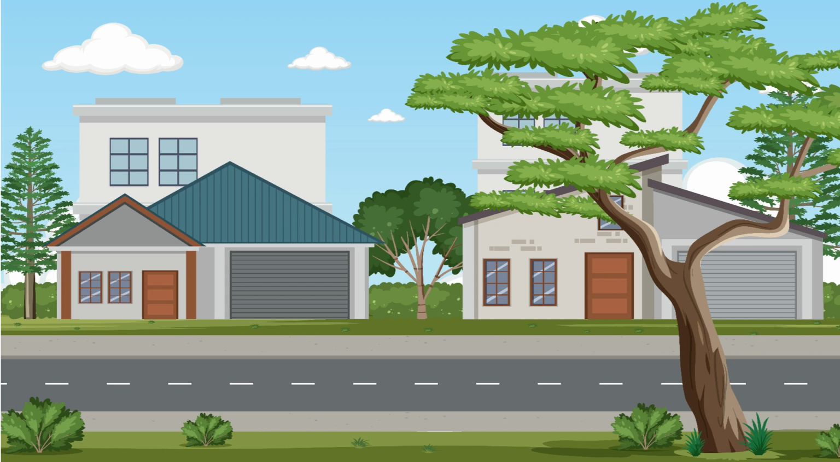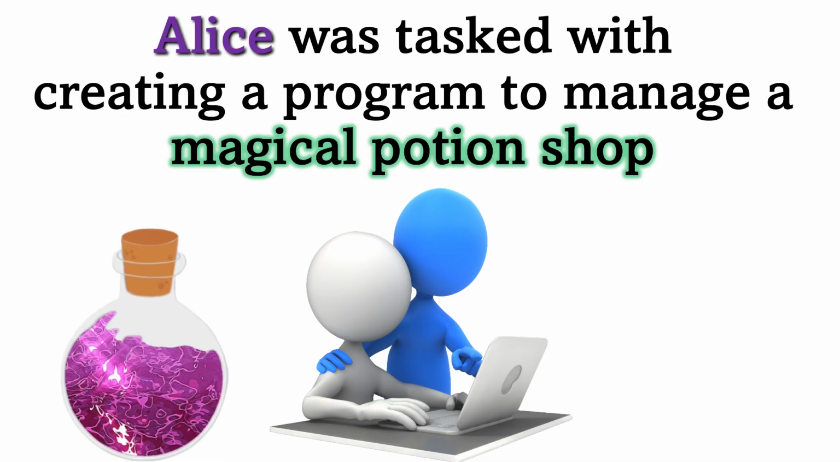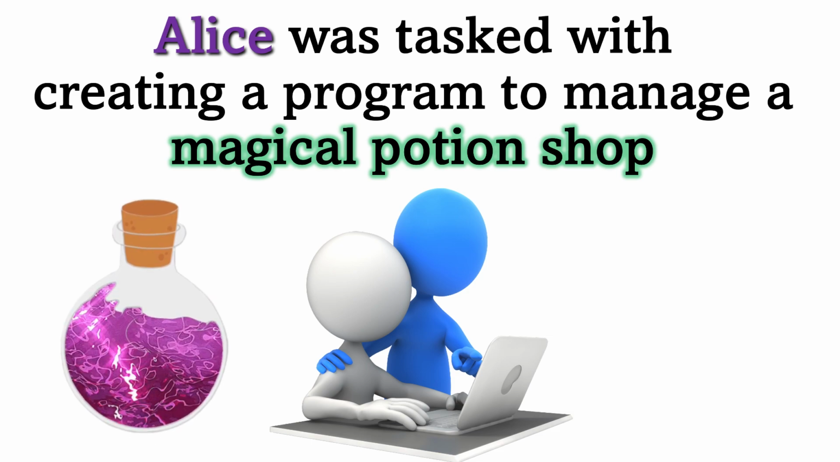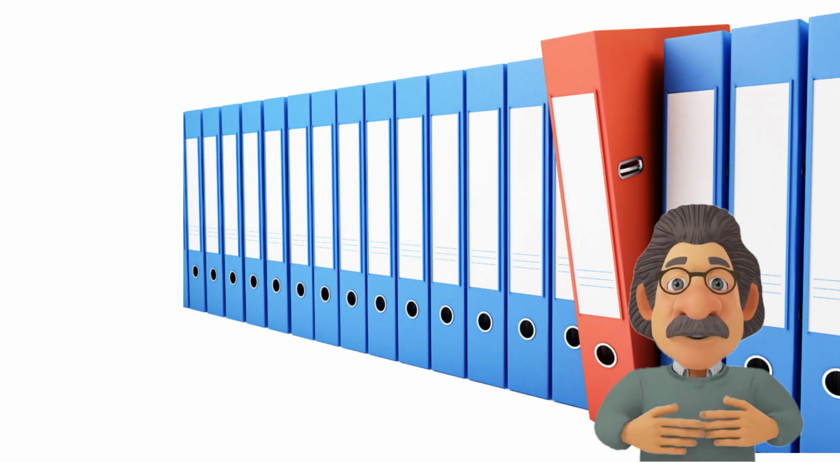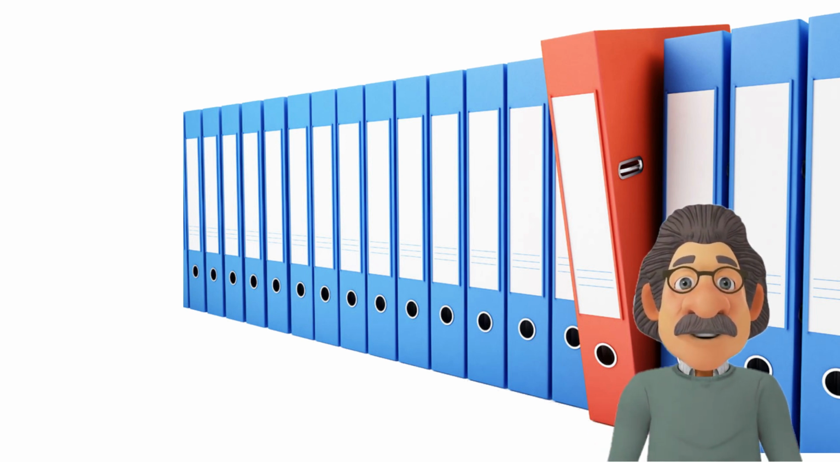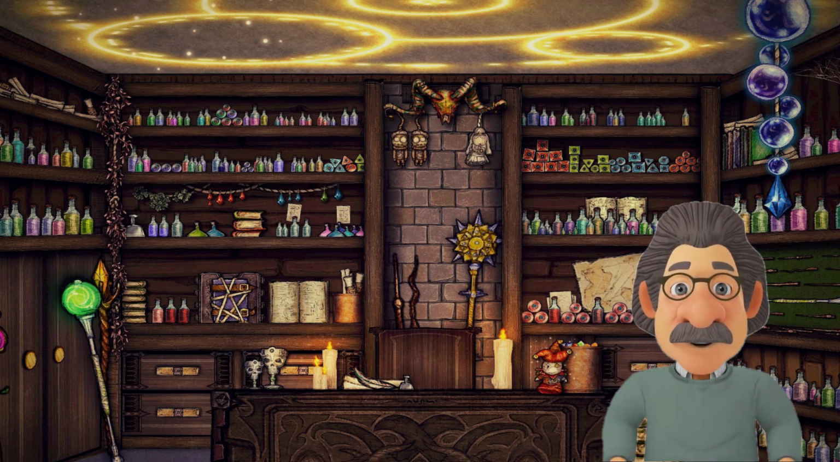Once upon a time, in the digital kingdom of Codeville, there was a clever programmer named Alice. Alice was tasked with creating a program to manage a magical potion shop. To accomplish this, she had to understand and utilize variables. Alice began her endeavor by envisioning the shop's inventory. She knew that each potion bottle had a unique name, quantity, and price.